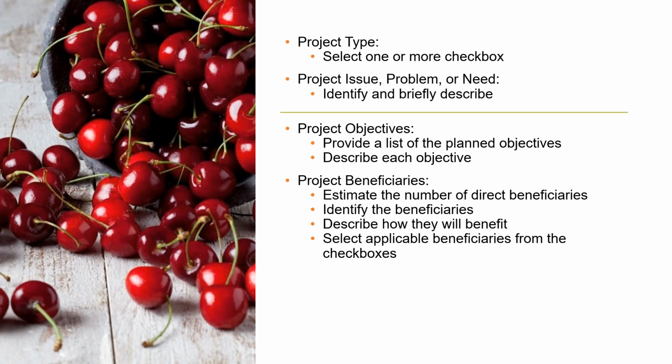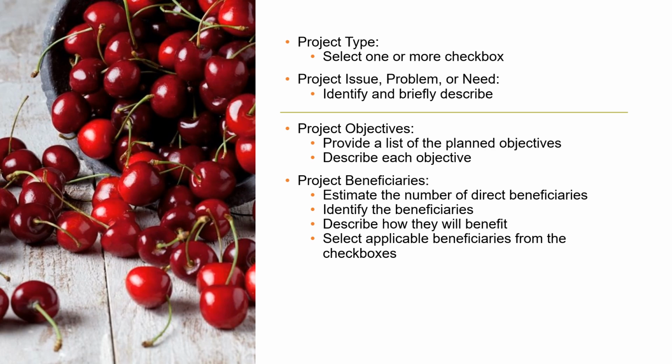Continuing with the application form, use the checkboxes to select the applicable project type from the list provided. You may select one or more. Next, briefly identify the specific and existing problem, issue, or need the project will address. Again, please be specific. For project objectives, please provide a list of the objectives this project hopes to achieve. Indicate the objective number and provide a description of each objective.